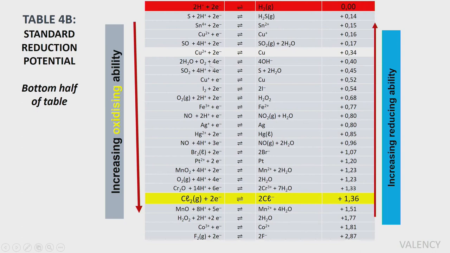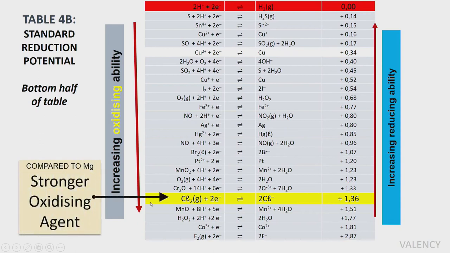And then if I look carefully and I read here, oxidizing agents or oxidizing ability, I go down the line and voila, there I see chlorine. Chlorine molecule plus 2 electrons give me 2 chloride ions. So I don't always have to write it up myself. I can get it. So what can I say about the chlorine? If I compare chlorine to magnesium, chlorine is the stronger oxidizing agent on table 4B. It is the one at the bottom of the table.